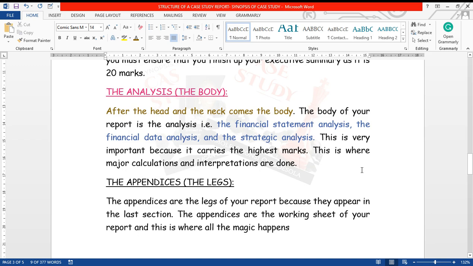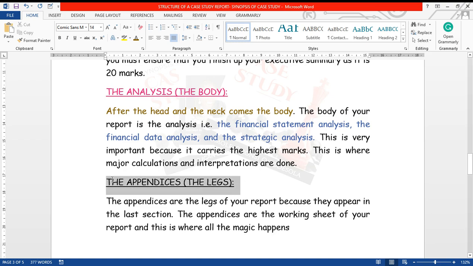So after your head, which is your cover page, and your neck, which is your executive summary and introduction, you have your body, right? That's the analysis. And this carries the highest marks. Financial statement analysis, 32 marks. You understand? So they carry a lot of marks, so you have to focus on this part very, very well. This is where the major calculations, interpretations, all of that happens. So that's the body of your report.